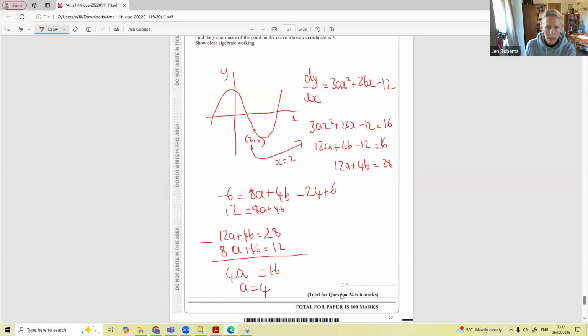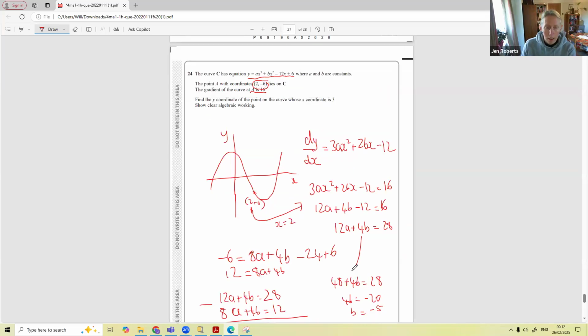A is 4, what's b? Let's sub it into this equation here. 48 plus 4b equals 28. Take off 48 from both sides. Divide both sides by 4. b is -5. So we know a is 4, b is -5. Put it back into this equation. So we now know the full equation just in terms of x. y equals 4x cubed minus 5x squared minus 12x plus 6.